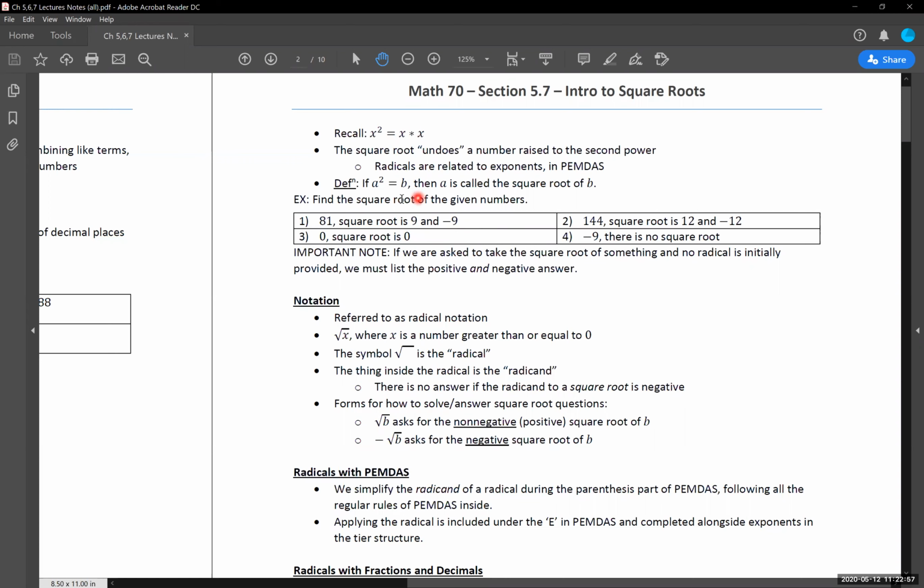again, think back to our definition that we have here. I have something raised to the second power. That's going to give us our answer. If I have 9 squared, it's going to give me 81. If I have the quantity -9 squared, then my answer is also going to be 81.